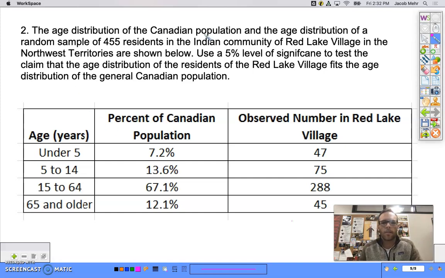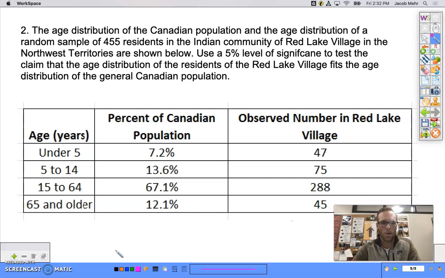Okay, we've got the age distribution of the general population in Canada. We have a random sample, that's important of course, of 455 residents in an Indian community of Red Lake Village in the Northwest Territories. So way up there in Canada. And the question is, does the distribution of ages in this Red Lake Village match the distribution of ages of just Canada in general?